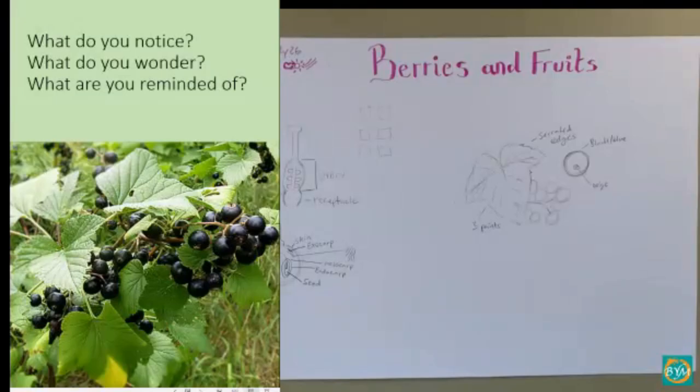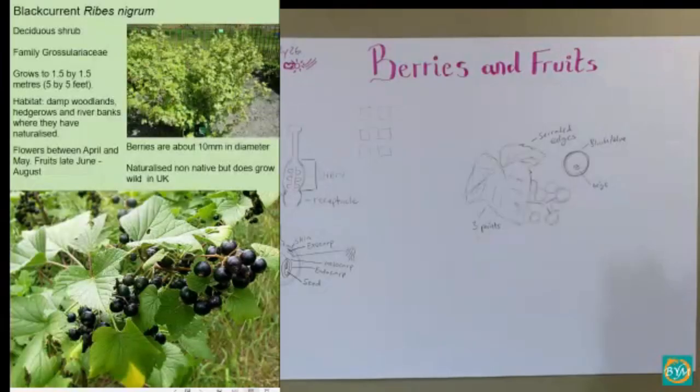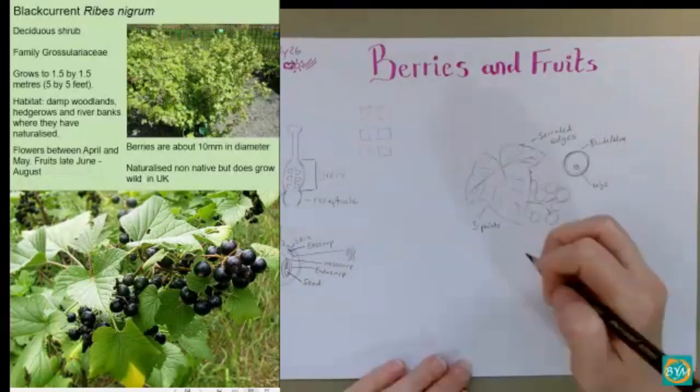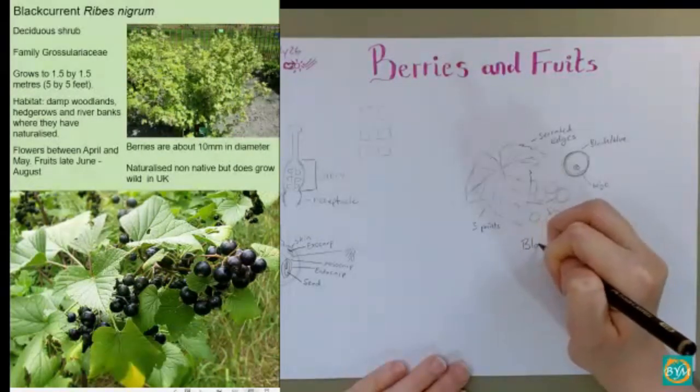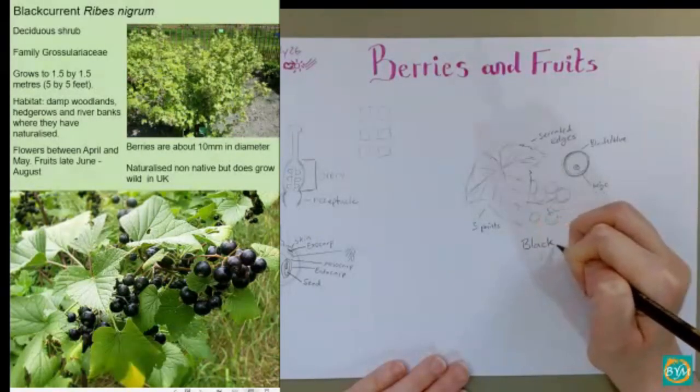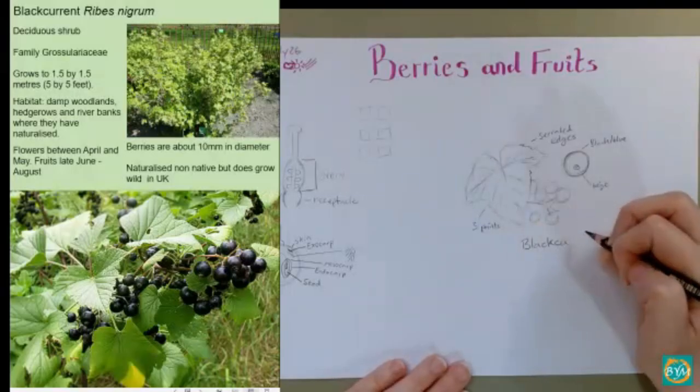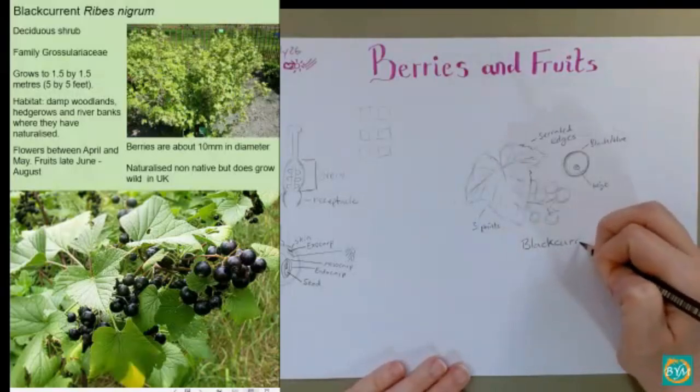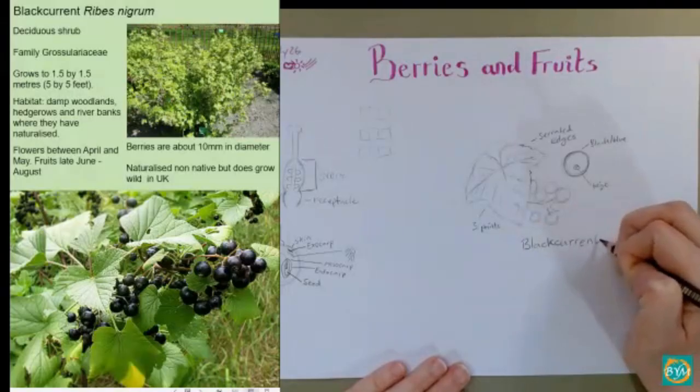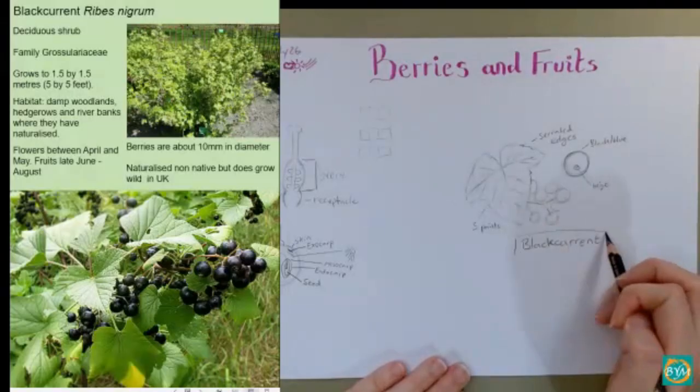Okay, so hopefully you've written a little bit down. You don't have to put too much. And what I'm going to do is give you now the answer of what it is. So this is the black currant. If you want to give yourself a title, the title doesn't have to go at the top of your page. It can go anywhere. I'm going to put mine down here in a little box.